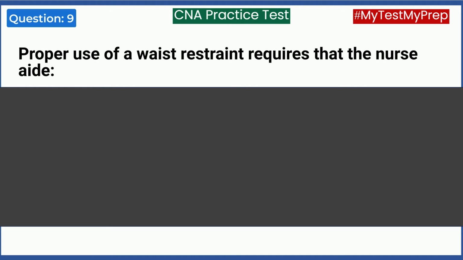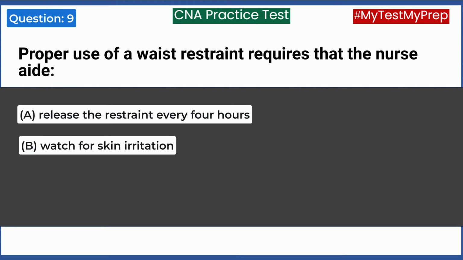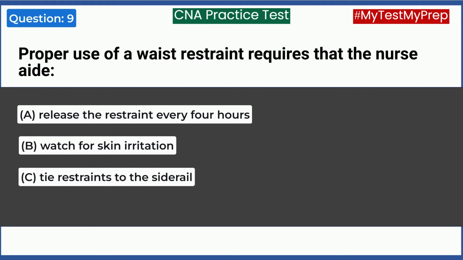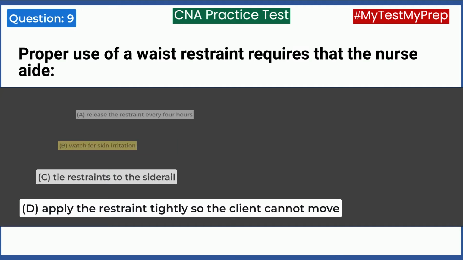Proper use of a waist restraint requires that the nurse aide A. Release the restraint every 4 hours. B. Watch for skin irritation. C. Tie restraints to the side rail. D. Apply the restraint tightly so the client cannot move. Answer: B. Watch for skin irritation.